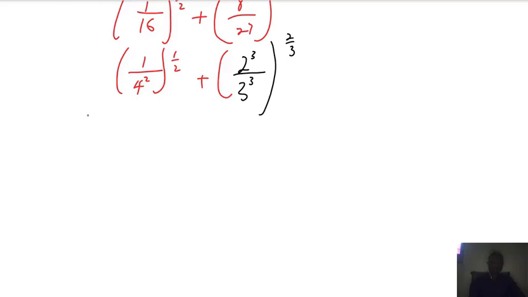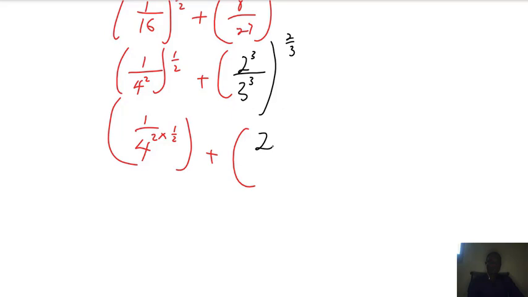Here, one of the properties of indices says that if a number is raised to an exponent and that is raised to another exponent, the two exponents multiply. So we have 1 over 4 exponent 2 times 1 over 2, and we close the bracket. Then the 2 exponent 3 will multiply 2 over 3, and 3 exponent 3 will also multiply 2 over 3.